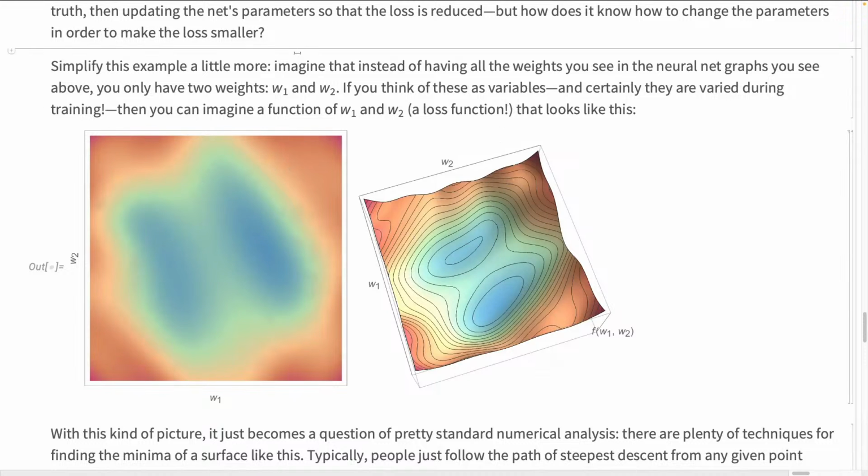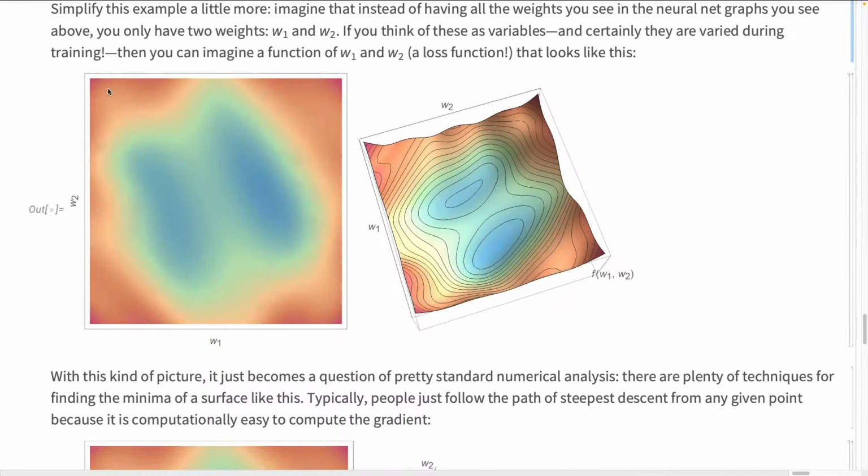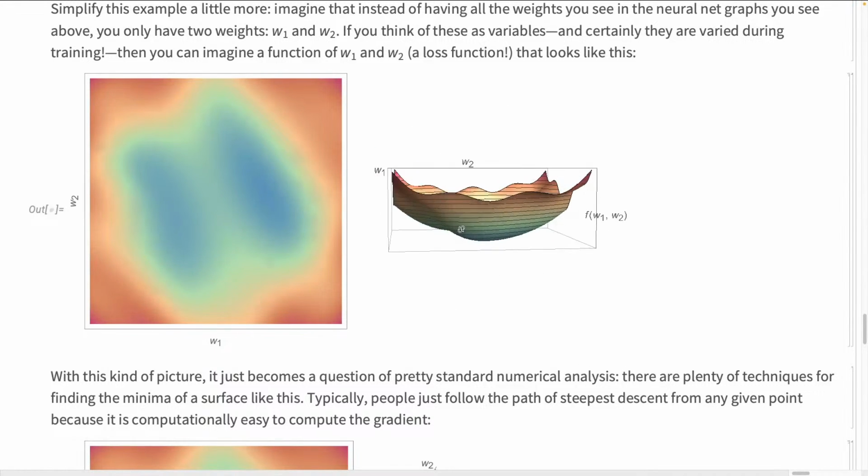Let's simplify this a little further. Let's assume that we only have 2 weights in our entire neural network, just 2. We're not going to have all these crazy connections between all these networks. We just got 2 weights. That's it. A simple, beautiful world. What we can do then is compute a function of the 2 weights that tells us how far away we are from the answer that we want to get. And so here, redder numbers are higher. We're further away from where we want to be. Blue numbers are lower. We're closer to where we want to be. You can kind of see that in the 3D plot here.